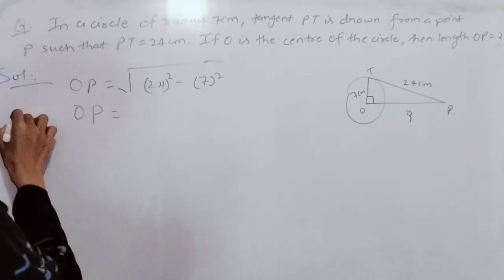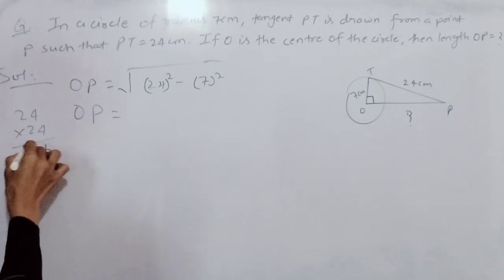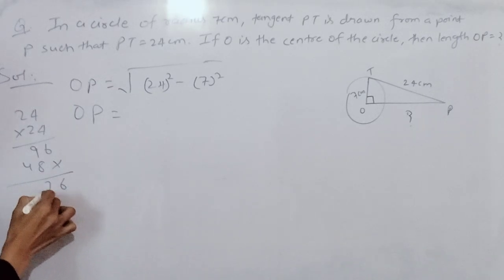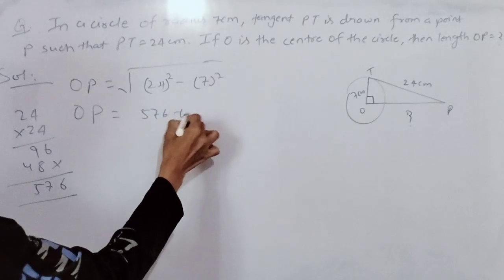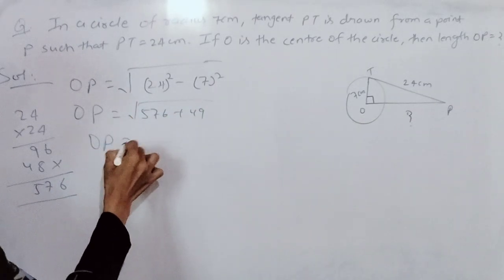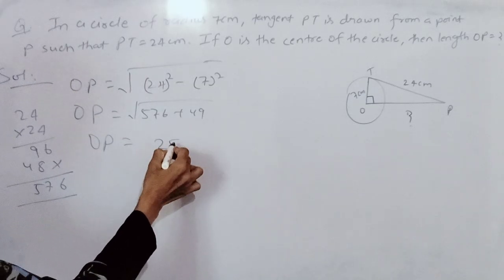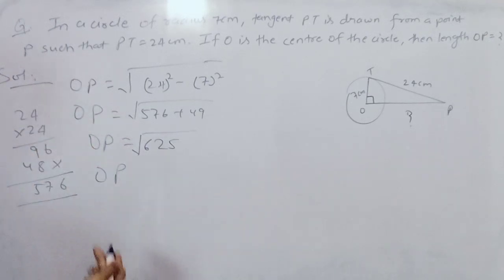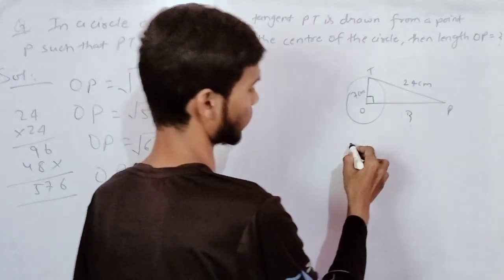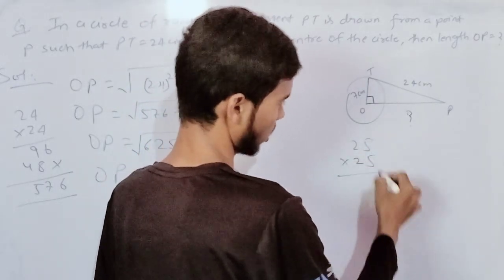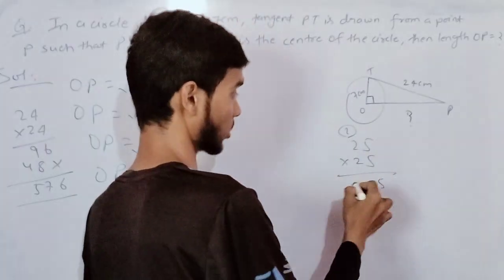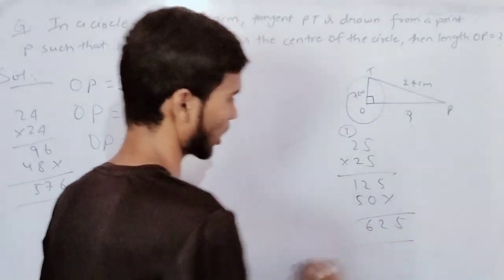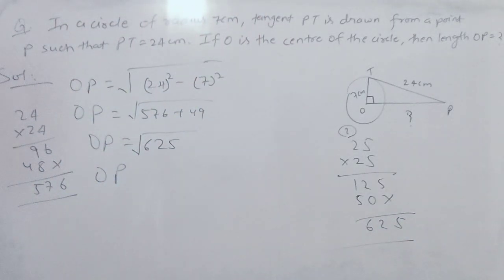OP squared is equal to 24 multiplied by 24, which is 576, plus 49, clear? OP squared is how much? 625. Now I think 25 multiplied by 25 will give us 625. Finally, 25 multiplied by 25 gives us 625.